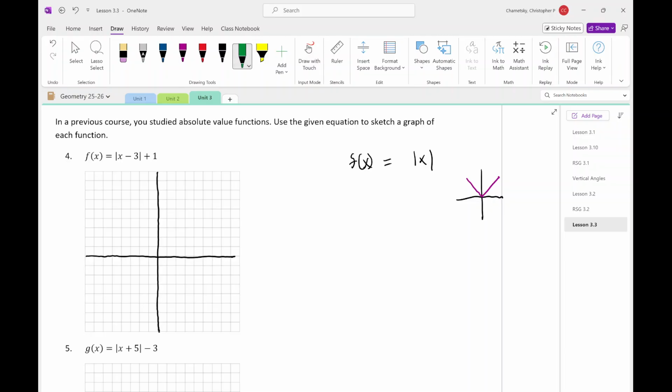So this one is going to move the whole function up 1 unit. And this -3 is actually always going to be the reverse of what that sign is. So that's going to be going to the right 3. So our vertex is going to be right 3 and up 1. And then I'll graph like so.